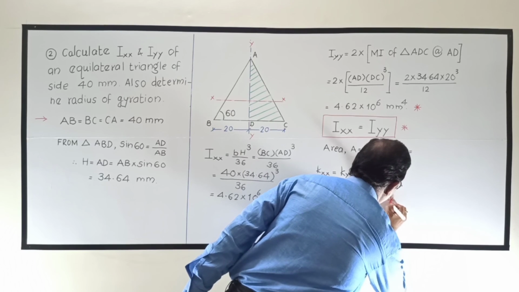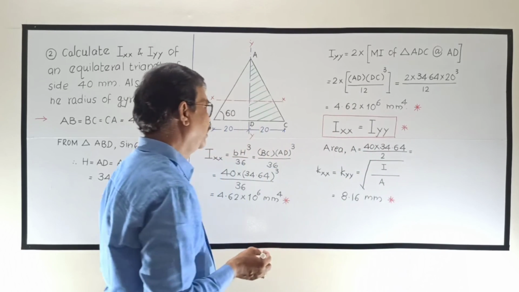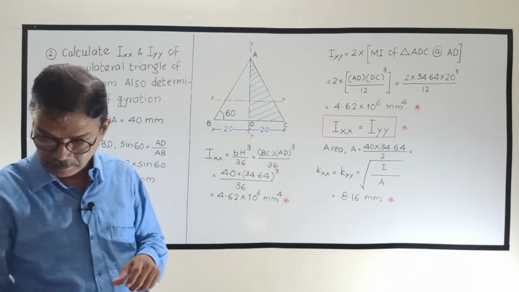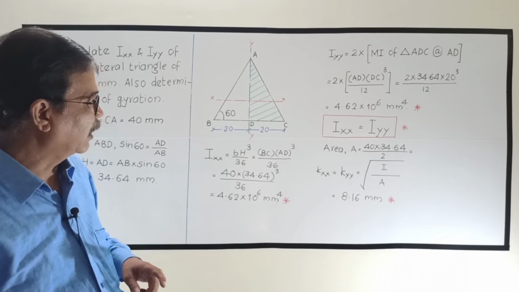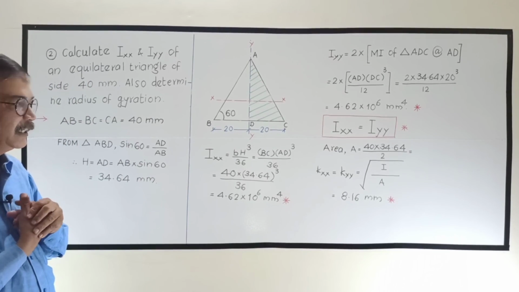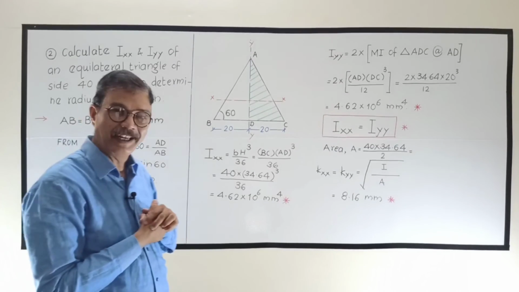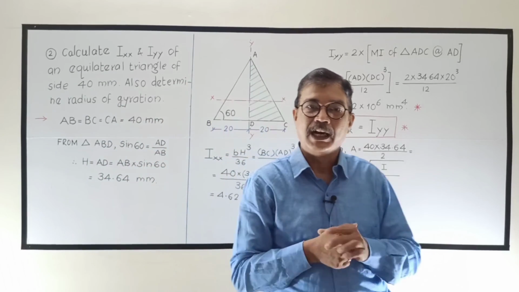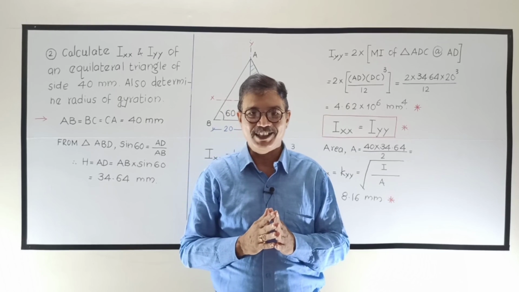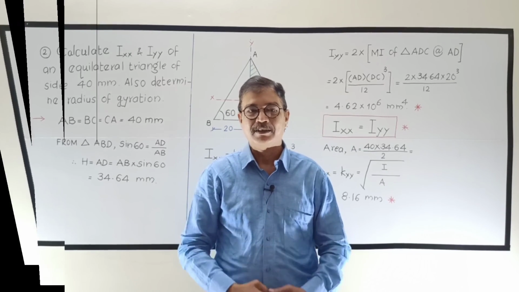One was a right angle triangle and one is an equilateral triangle. For an equilateral triangle, you have to keep in mind that Ixx and Iyy are equal. Therefore, Kxx and Kyy are also equal. I think you follow these two problems of triangle. Thank you.